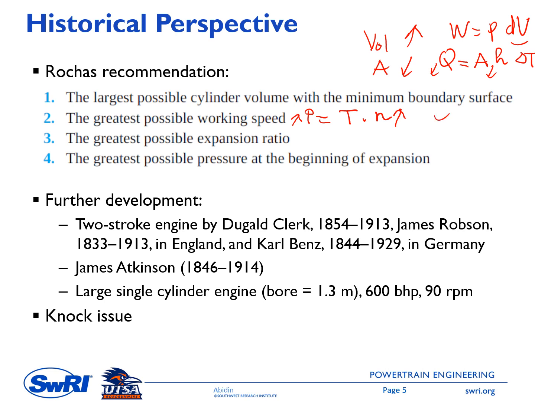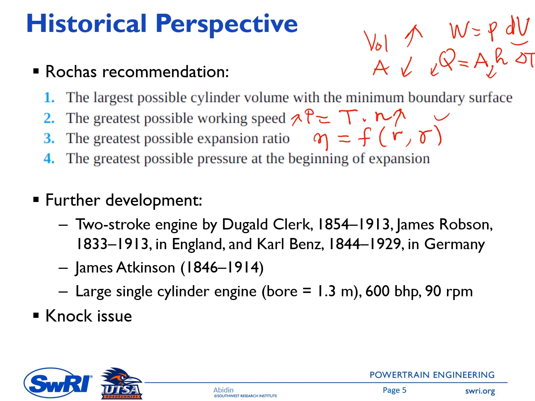Number 3, the greatest possible expansion ratio. The popular term on this one is the compression ratio. If we can increase the compression ratio, we will be able to get an improved engine efficiency. You know in Thermo 1 that the thermal efficiency of internal combustion engine is a function of compression ratio, r, and gamma, which is the specific heat ratio, Cp over Cv.